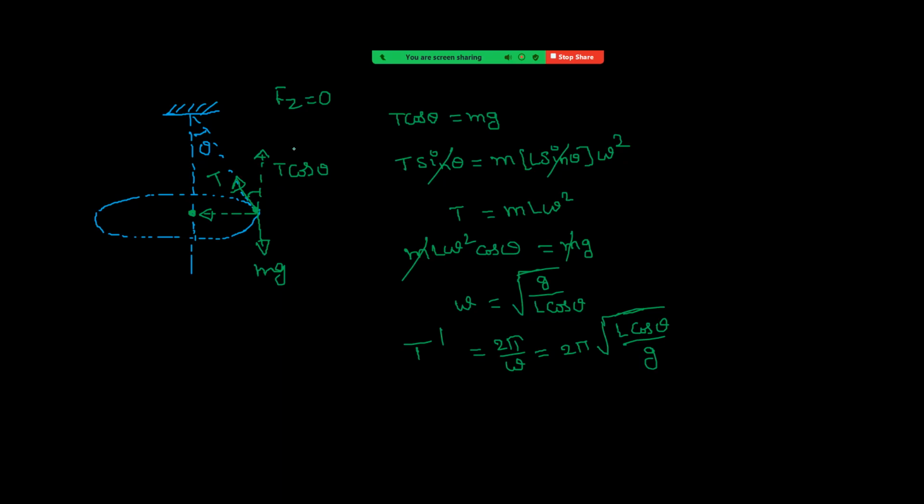Here you can see T cos theta is normal to the motion direction. T sine theta is also normal to the motion direction. mg is also normal to the motion direction. Here no component is along the motion direction, so that is what we have to keep in mind. That means there is no force along the tangent. That means speed is a constant, or we can say omega is a constant, right? Let us see the next one.